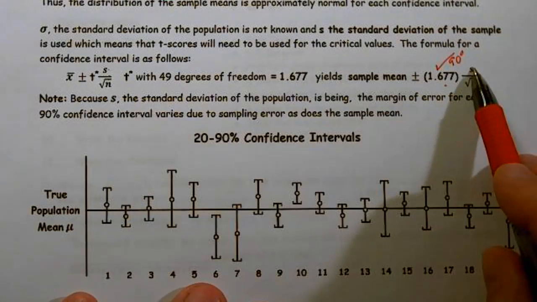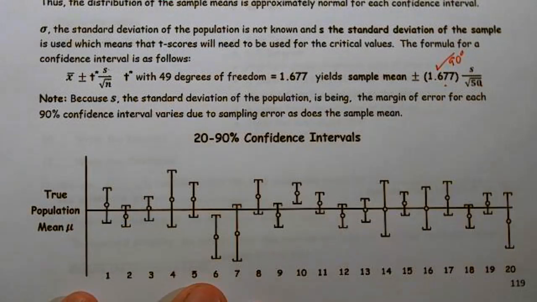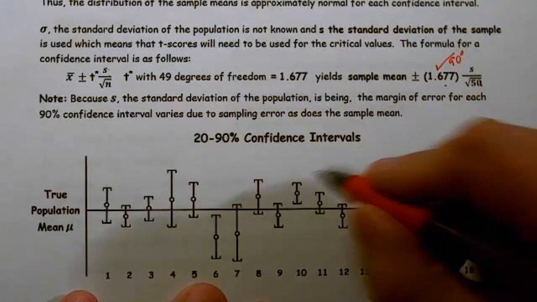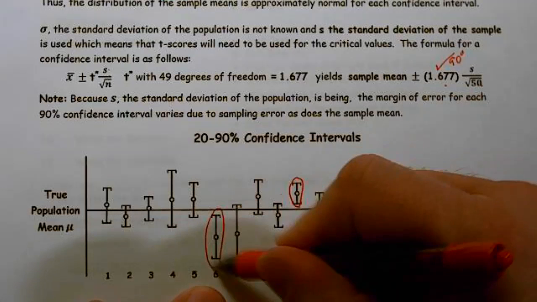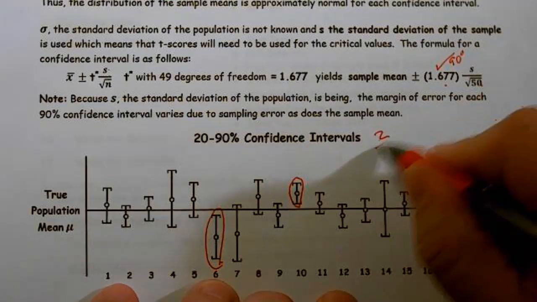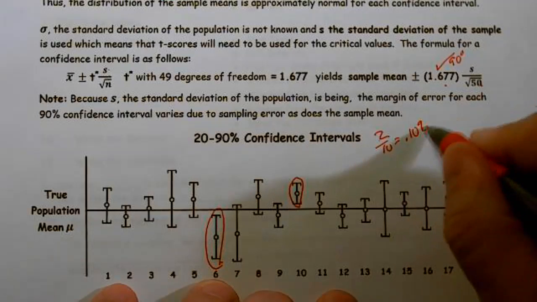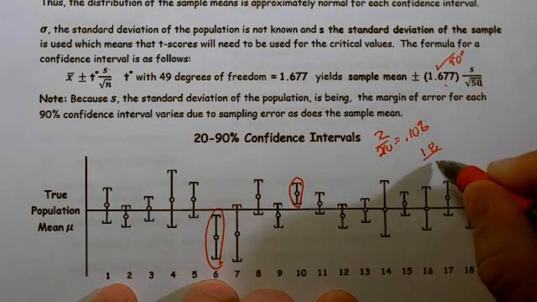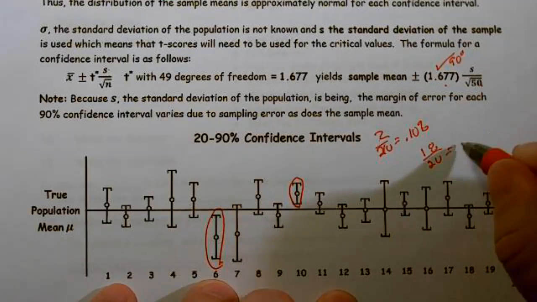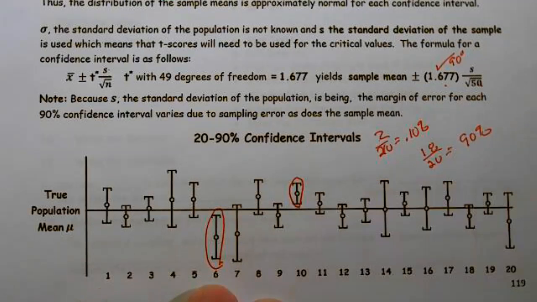But S can vary. But once again, this is a 90% confidence interval, so 90% of them should capture the true population mean, and 10% will not capture the population mean. Sure enough, when I drew this, I forced it. I have 2 out of 20, or 10% that failed to capture it, and I have 18 out of 20, or 90% that did capture it. Once again, the more of them I do, the more closely I will be to the theoretical.